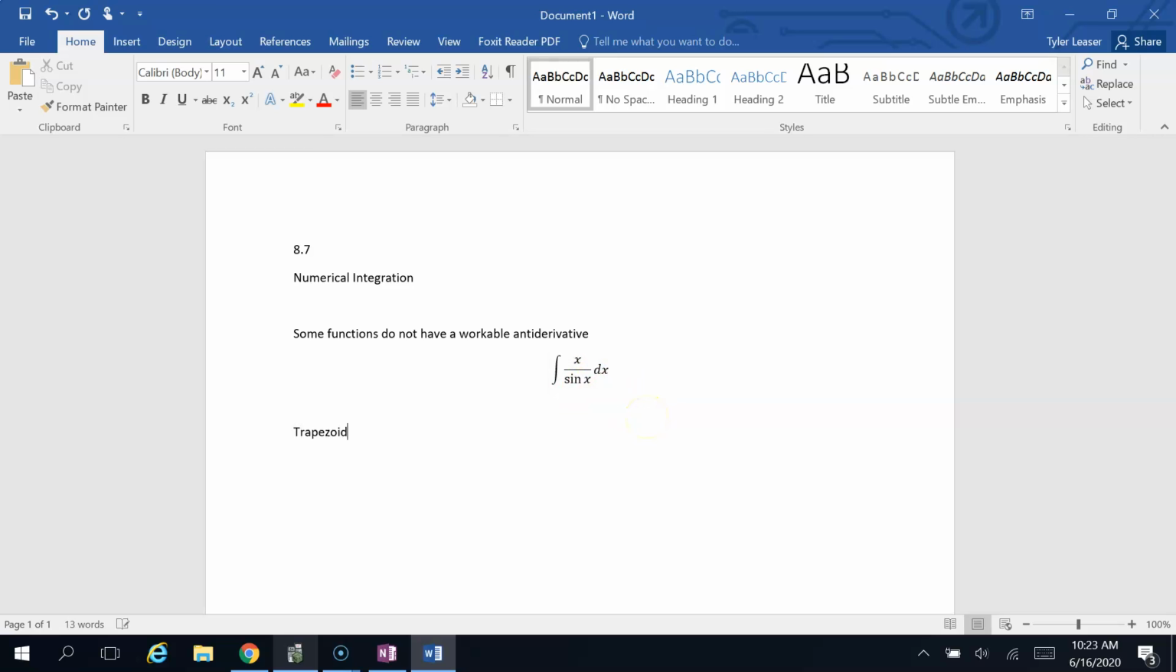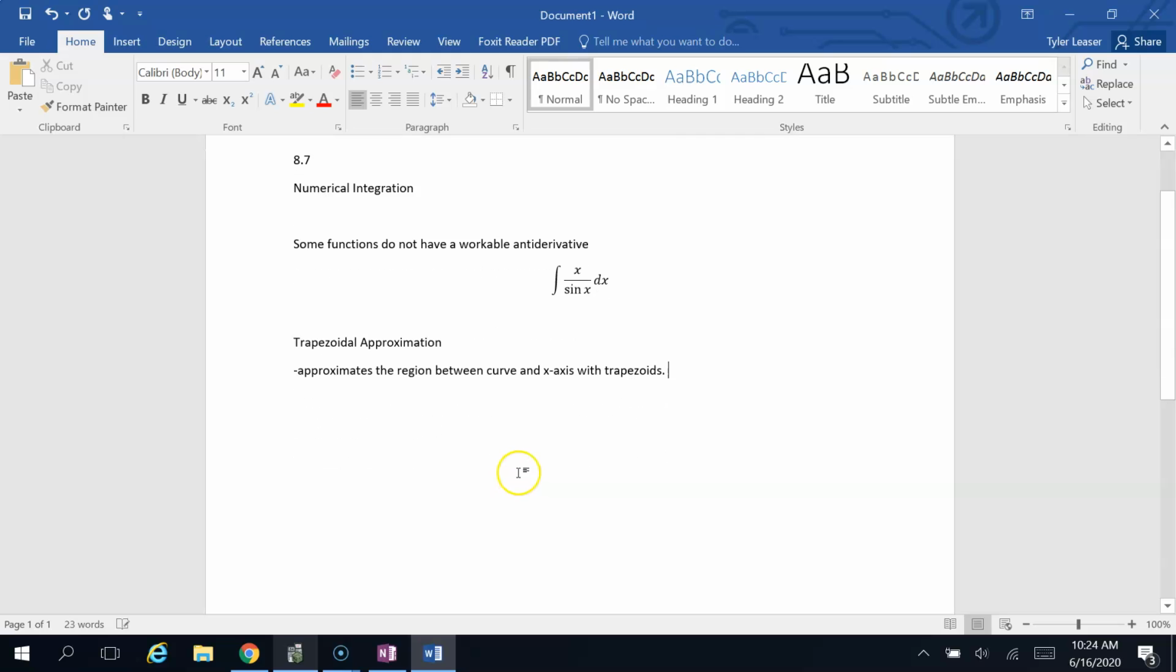All right, let's jump into our first one. The first one we're going to be looking at is called the trapezoidal approximation. This approximates the region between the curve and the x-axis with trapezoids. I know that's not a super good definition, but it just is what it is. If we were in the classroom, I had all kind of pictures and stuff going. We were doing a lot of calculations here, but of course I don't have that luxury. So what I'm going to do is show you a picture of what this means, and then I'm going to write out the formula for it.